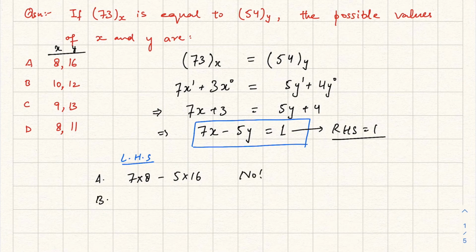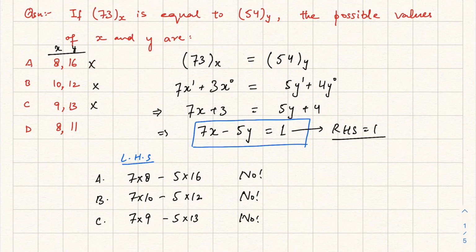If we put option number B with x value as 10 and y value as 12, it is 70 minus 60. Again, the equation is not satisfied. If we look at the C option, we have 7 into x value as 9 and y value as 13. So you can see 63 minus around 65. So it will be again wrong. So we have eliminated option A, option B, option C. So obviously D is the right answer.